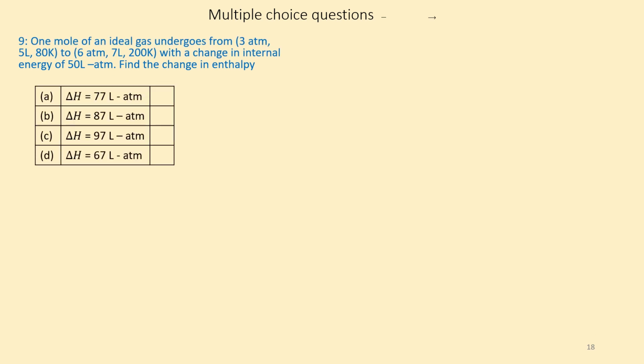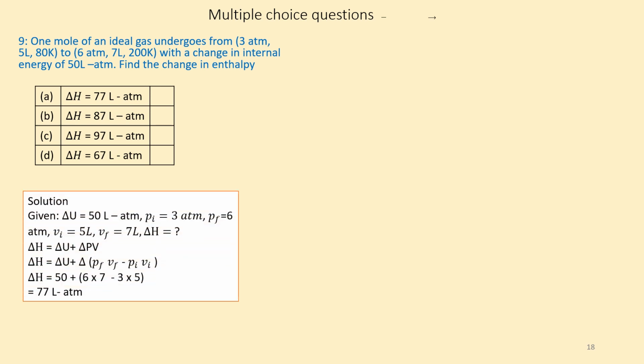The next question: 1 mole of an ideal gas undergoes change from 3 atm, 5 liters, 80 Kelvin to 6 atm, 7 liters, 200 Kelvin with a change in internal energy of 5 liter-atm. Find the change in enthalpy. Four options are given. Let us go ahead with the solution. The given items are written and we have to find delta H equal to what? It is given by the relation delta H is equal to delta U plus delta PV.